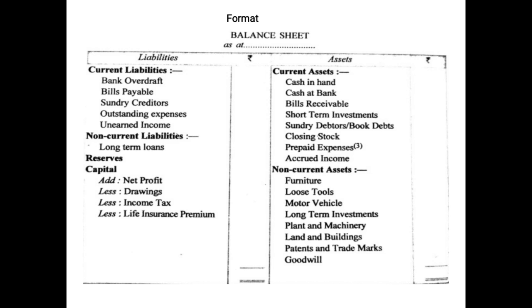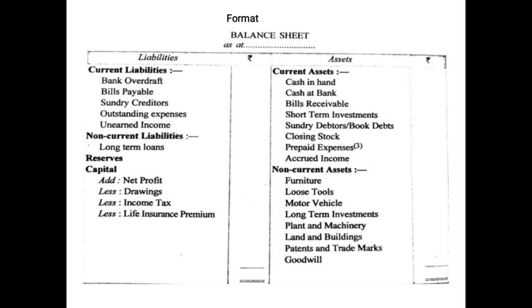Then on the asset side, as you can see, first of all we have shown the current assets: cash in hand, cash at bank, bills receivable, short term investments, sundry debtors which are also known as book debts, closing stock, prepaid expenses, accrued income. Accrued income means outstanding income.